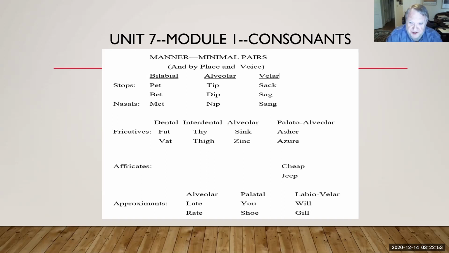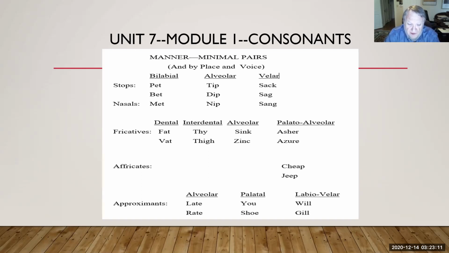In a few languages, they're not. They're allophones of the same phoneme, which can be confusing. The palatal, yew and shoe. Those are both palatals, but yew is the approximant, shoe is the fricative.